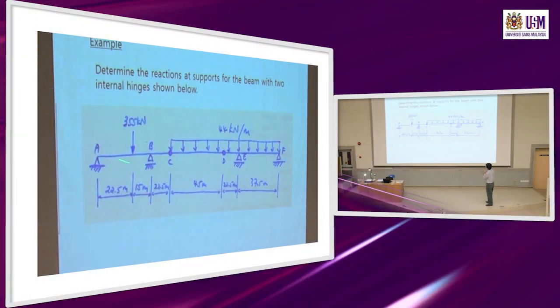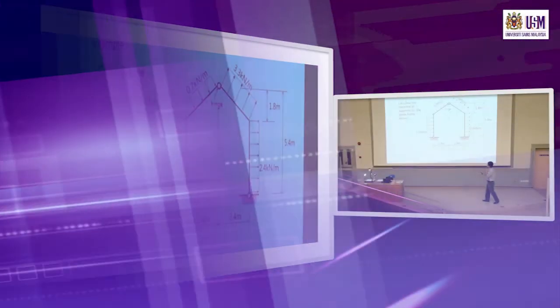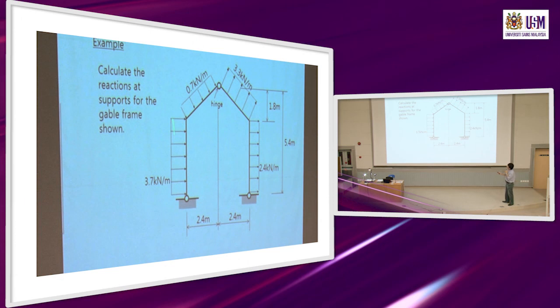And a little bit more complicated, this one involves a little bit more calculations: one span, two span, three span with internal hinges here and there within the same span. A bit more complicated, this is a frame with inclined members, vertical members, and with loading acting perpendicular to the members. So how do you solve this? These are examples of problems that you should be able to solve by using only equilibrium equations.